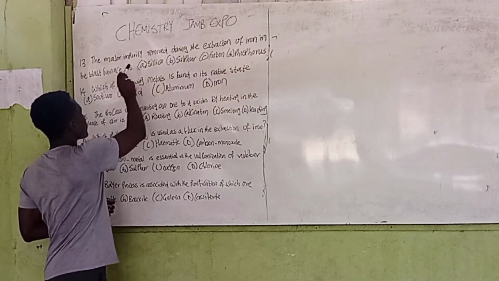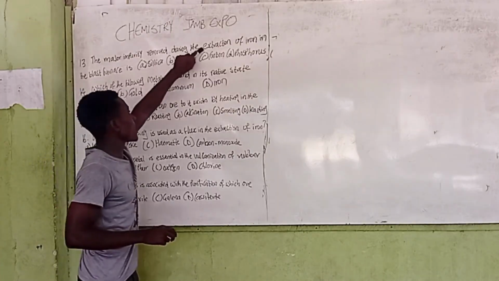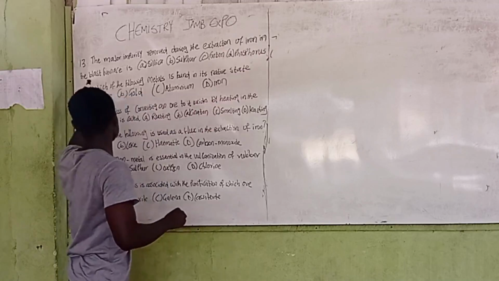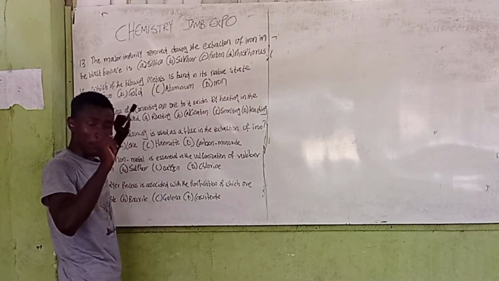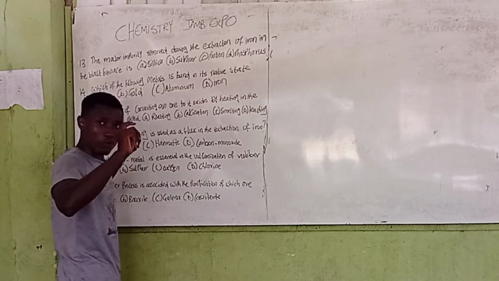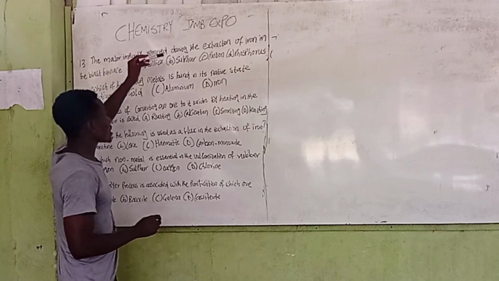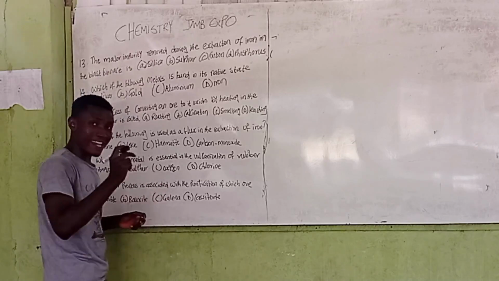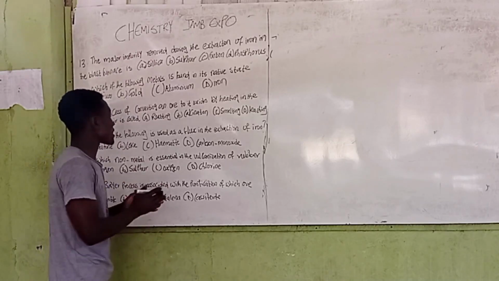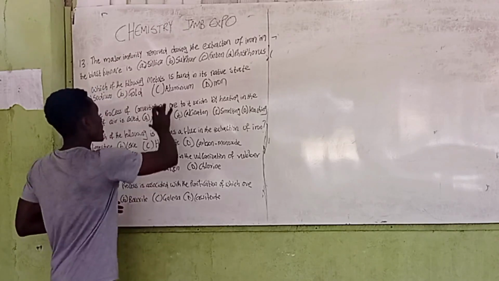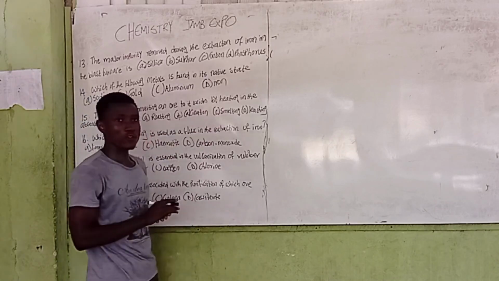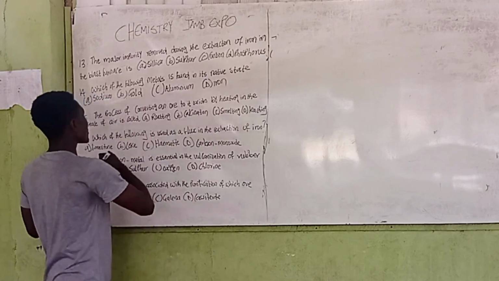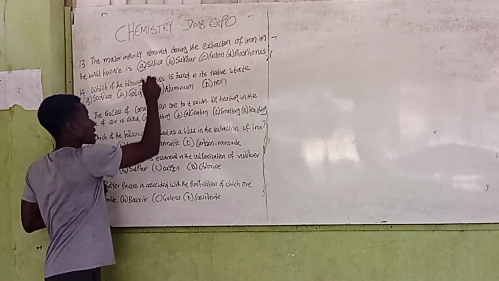Question 13. The major impurity removed during the extraction of iron in the blast furnace. Remember we talked about the blast furnace, so we use the carbon monoxide as a reducing agent. So the major impurity that is removed during the extraction of iron in the blast furnace is A. Silica, B. Sulfur, C. Carbon, and D. Phosphorus. The answer there is A, which is silica.